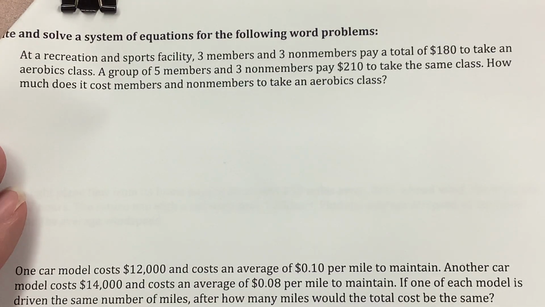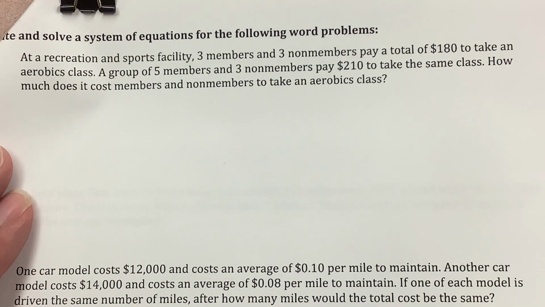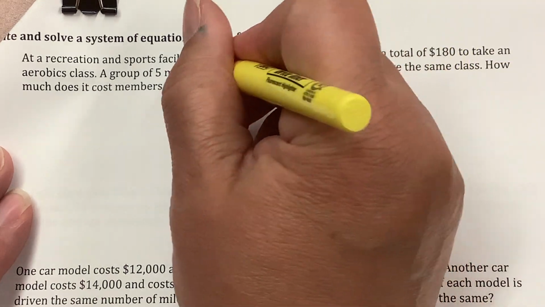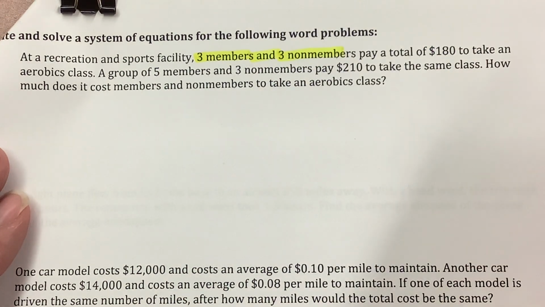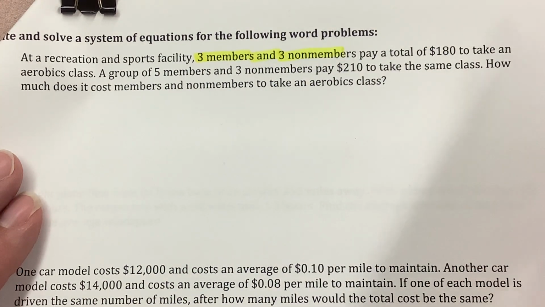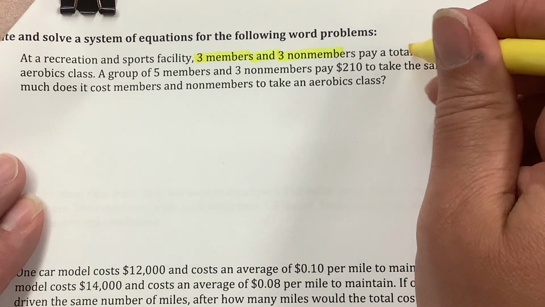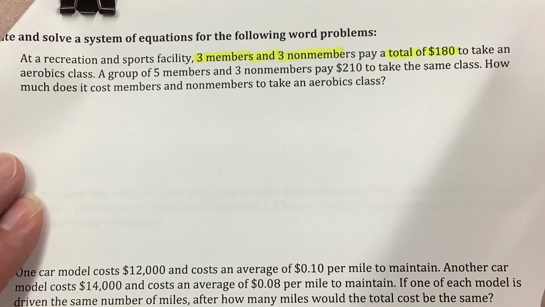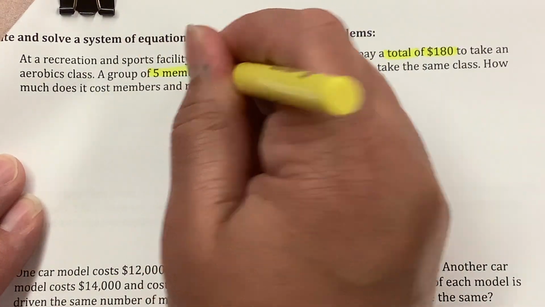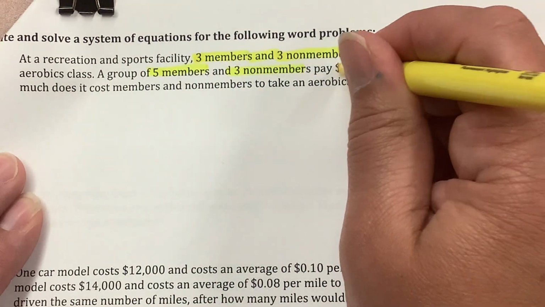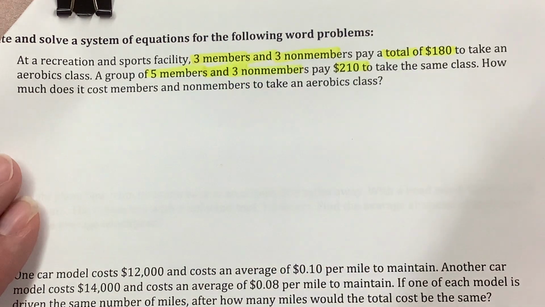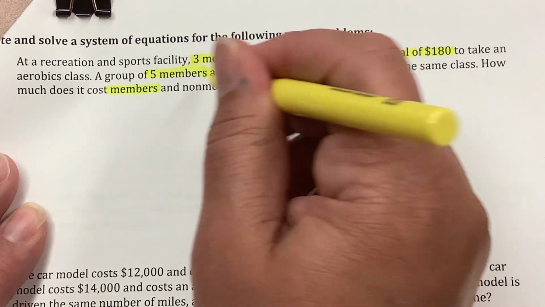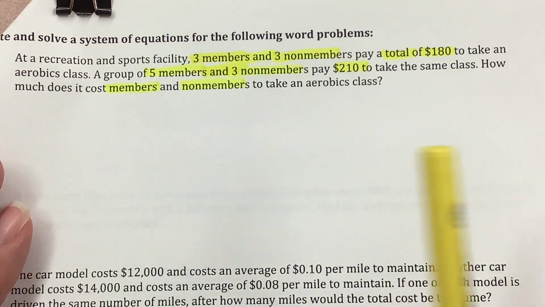I love to highlight. At a recreation and sports facility, 3 members and 3 non-members. And is an important word. It means addition in math. Pay a total of $180, okay, total 180, to take an aerobics class. A group of 5 members and 3 non-members pay $210 to take the same class. Again, that "and" is going to be important because it's addition. How much does it cost members and non-members to take the aerobics class?